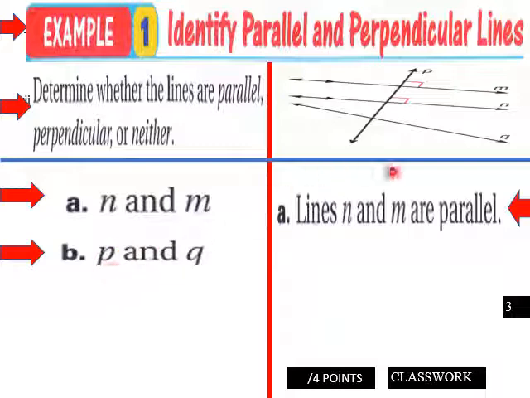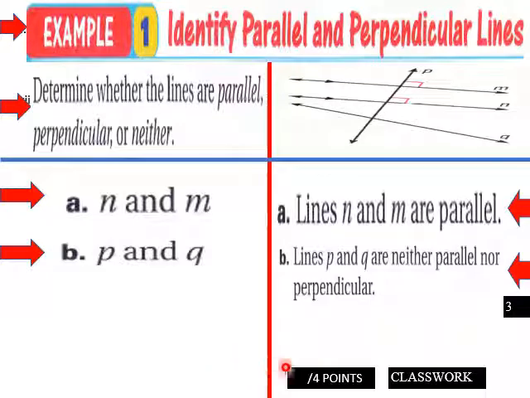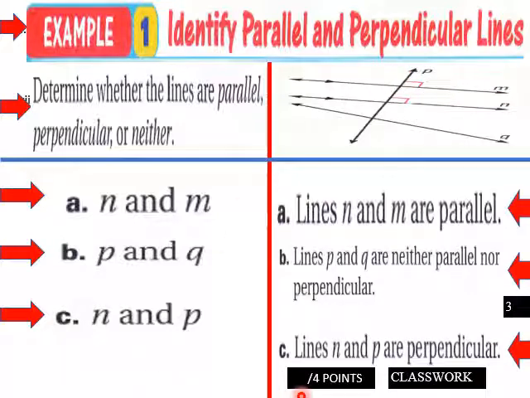Line B, P and Q here. Lines P and Q are neither parallel nor perpendicular. There's no right angle symbol here, and they're definitely not parallel. N and P, so we go N and P here. What are they? N and P are perpendicular because we have our right angle symbol here for N and P.